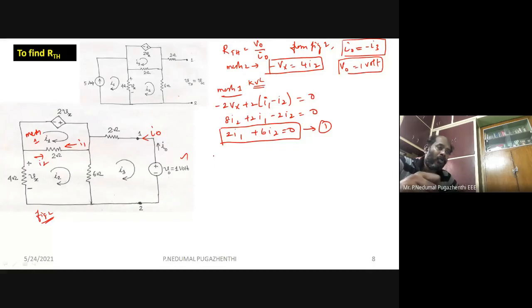Right. When you go for mesh 2, we take the second mesh and we will try to write the equation. What does that equation say? I will write the final equation. You know what is available there.